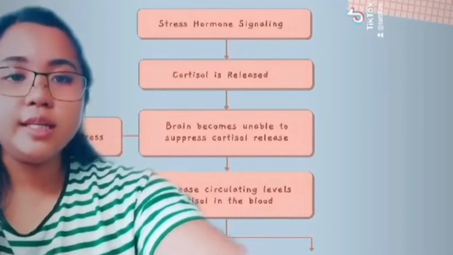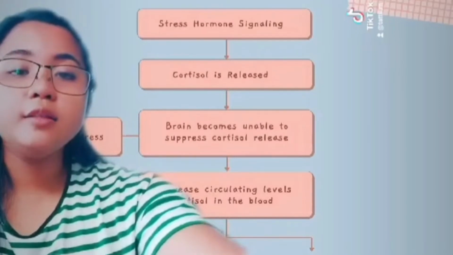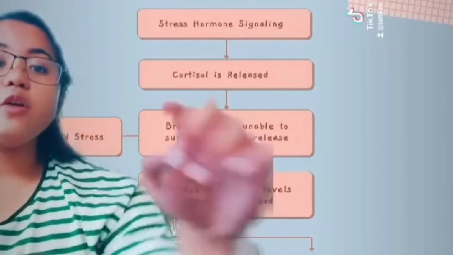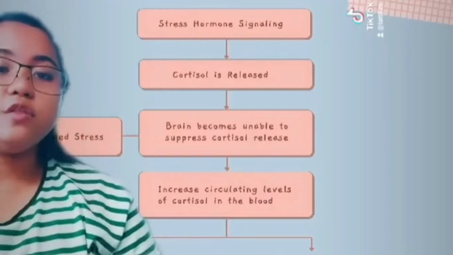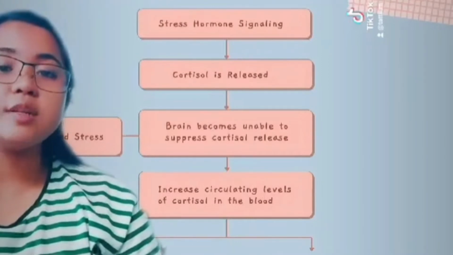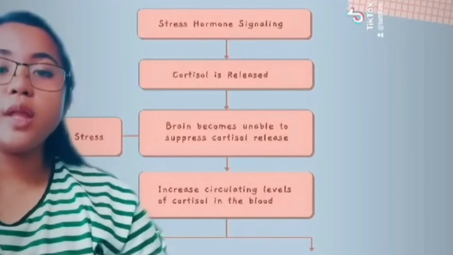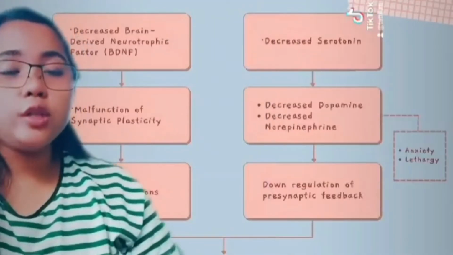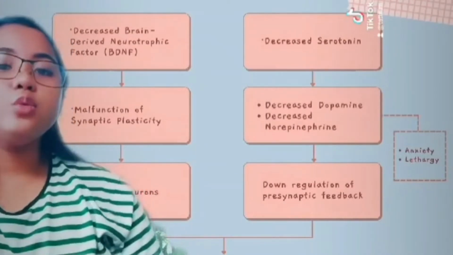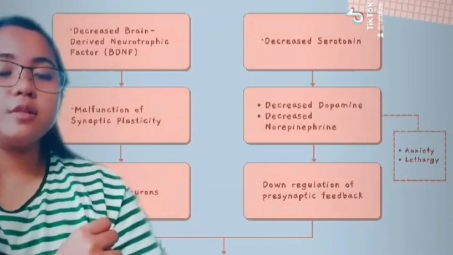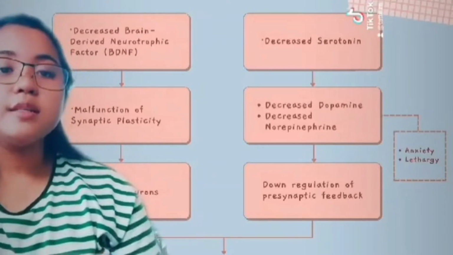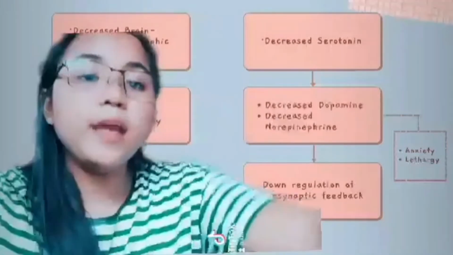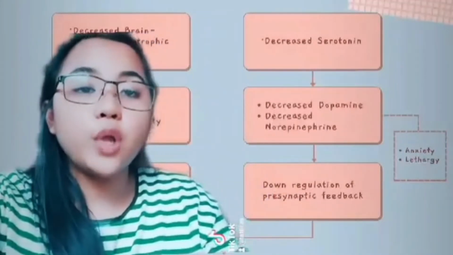When cortisol is released and the brain becomes unable to suppress cortisol release due to prolonged stress, there will be increased circulating levels of cortisol in the blood. It is because the brain cannot control the release of cortisol anymore. And when cortisol builds up in the bloodstream, it can yield two possible results, the monoamine theory and the neurotrophic factor. Let us discuss first the monoamine theory.